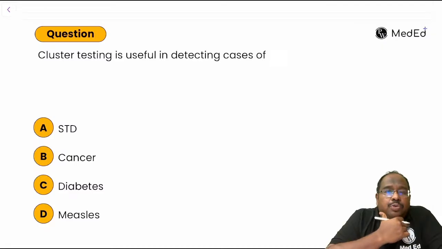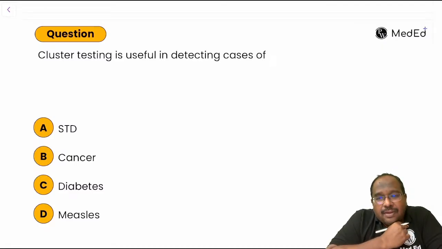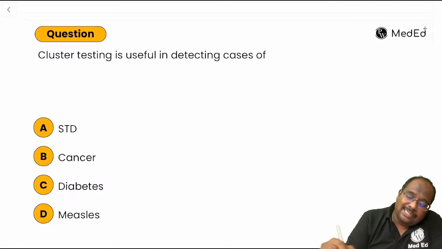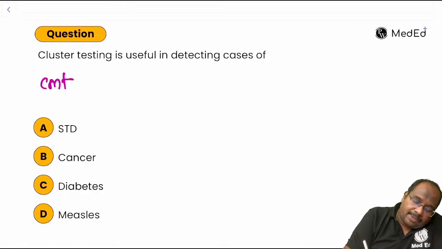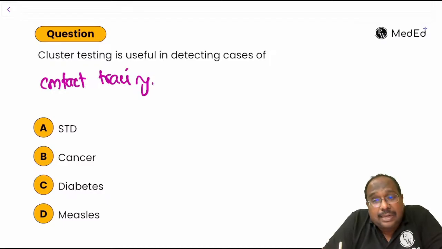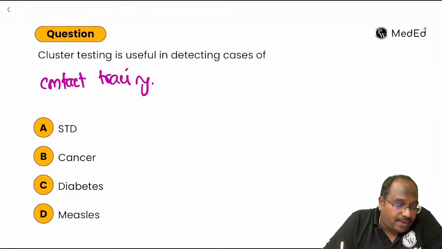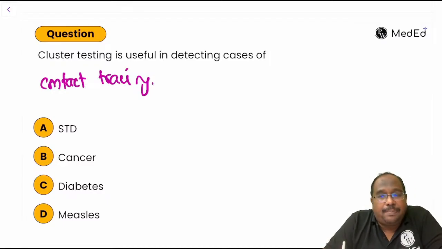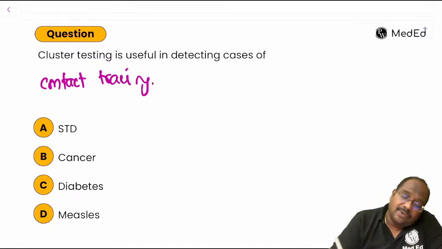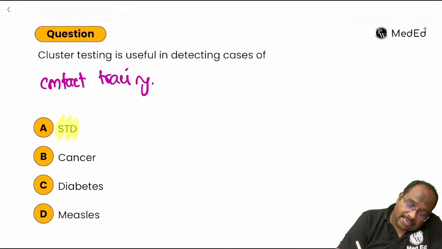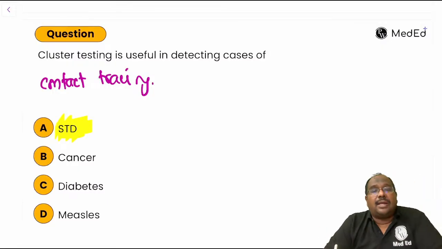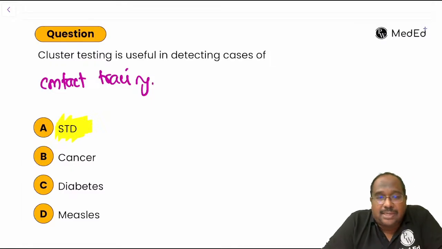Cluster testing is useful in detecting cases of, okay, contact tracing and cluster testing. Contact means the patient's sexual contacts will be traced and treated. Cluster means identifying similar people, for example the patient's history of commercial sex workers, similar persons coming to commercial sex work. So contact tracing and cluster testing are both related with STD, guys, sexually transmitted disease.